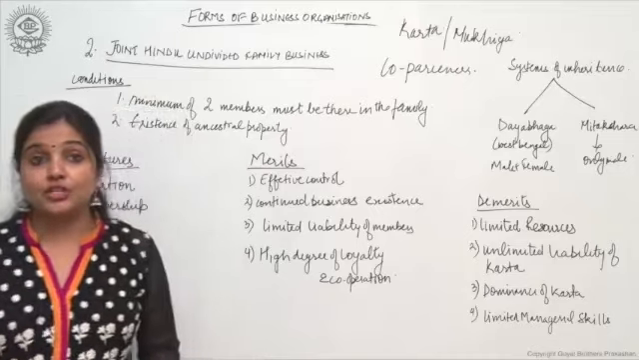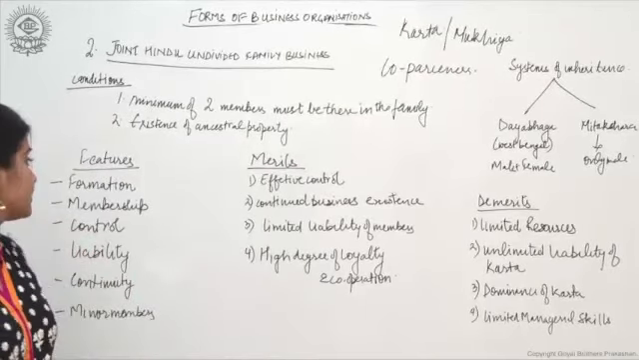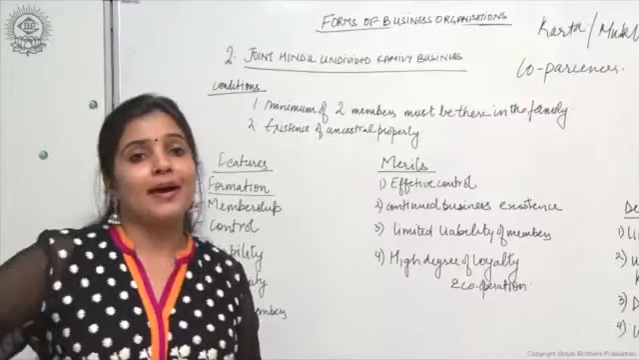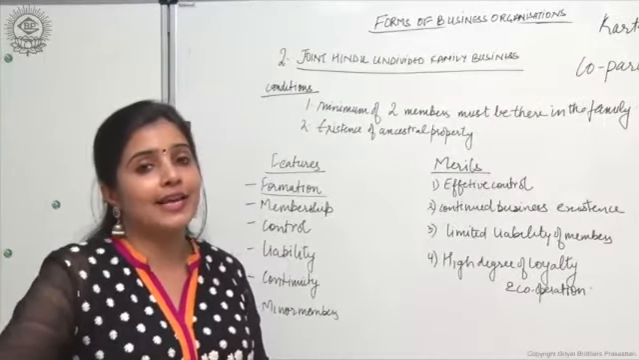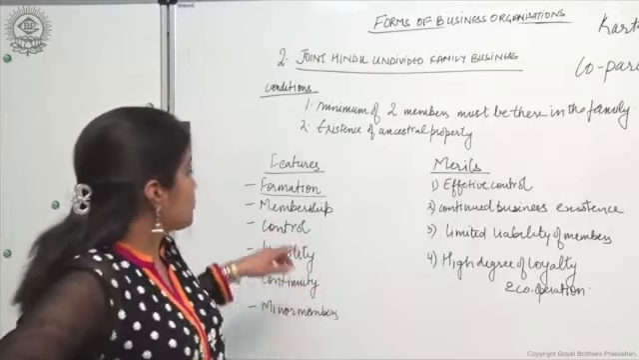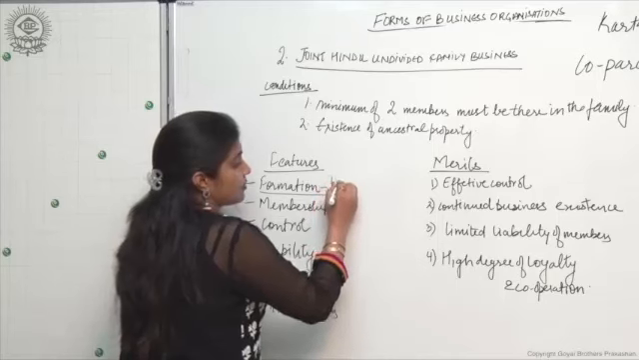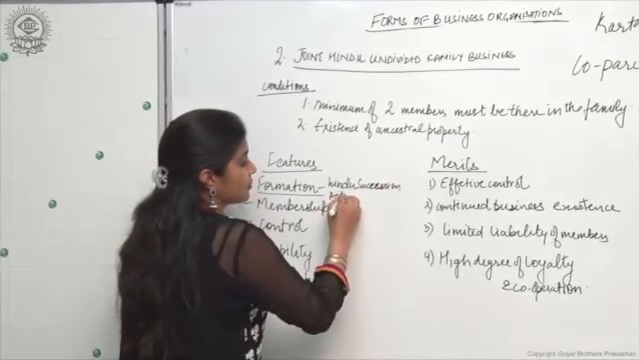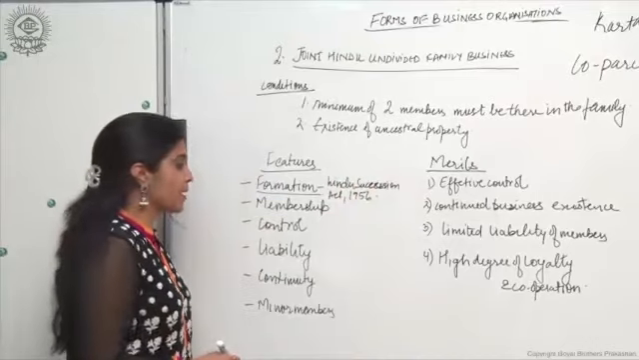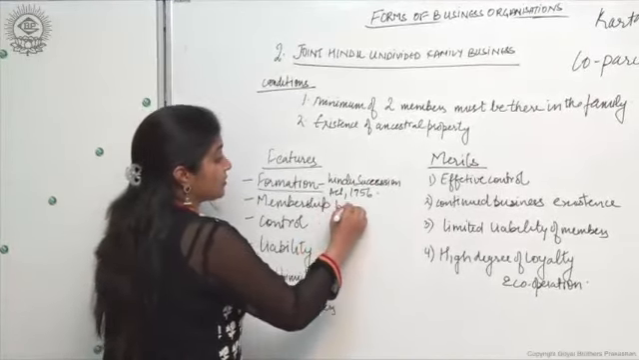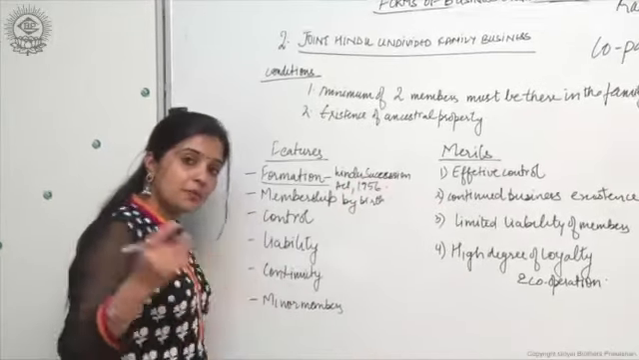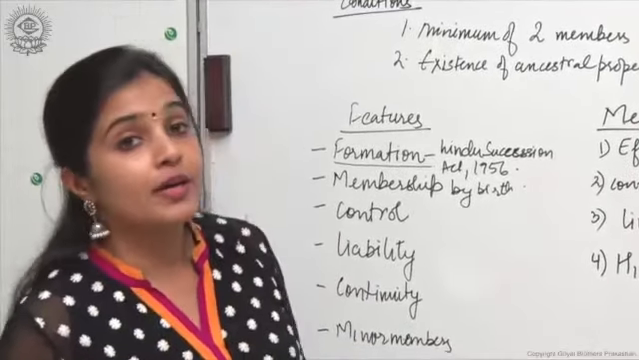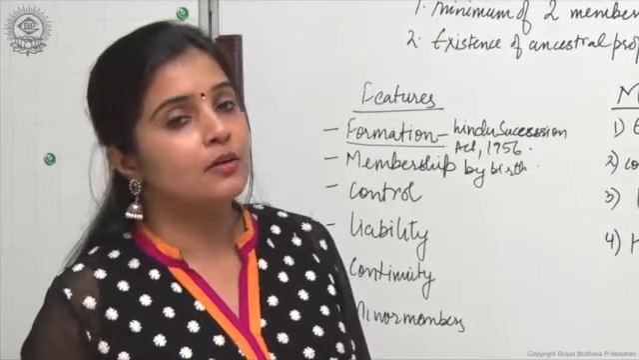Now coming to the features of joint Hindu family business. First, formation. Joint Hindu family business is formed by the provisions of the Hindu Succession Act 1956, right? Membership is by birth, right? The minute you are born in the family, you become a member of the family business, and you become entitled to the profits and losses of the business.